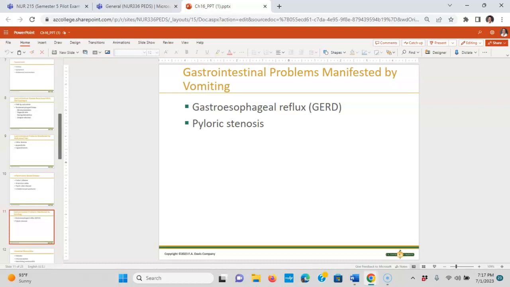So again, for older kids, it's going to sound just like an adult, right? No eating or drinking 2 hours before bedtime. Avoid caffeine, chocolate, spicy, fatty, and acidic foods, carbonated beverages. Avoid cigarette smoke, weight loss, and a PPI 30 minutes before breakfast. A low fiber diet might help reduce reflux.